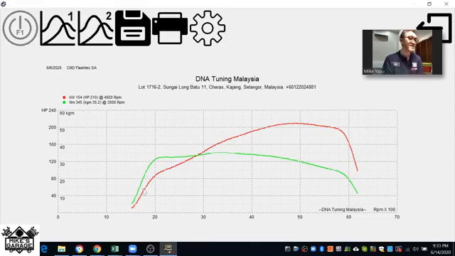Just at 2,000 rpm, we are kicking out close to 310 or 320 Newton meters. So this car has fantastic drivability. Another car might be kicking out 380 Newton meters, maybe just at this point here.